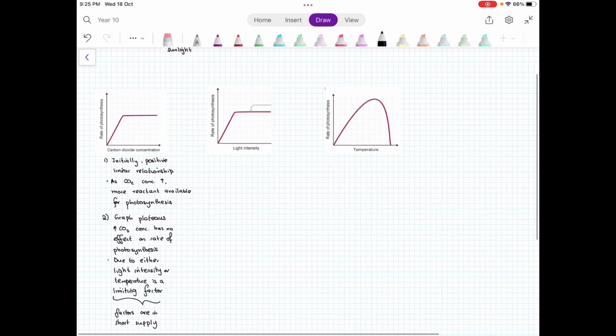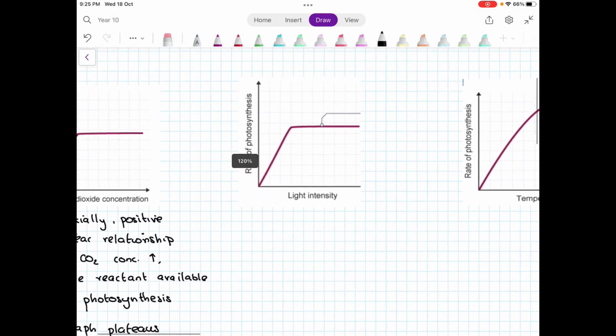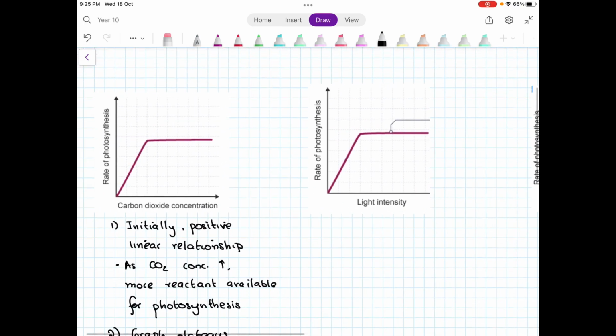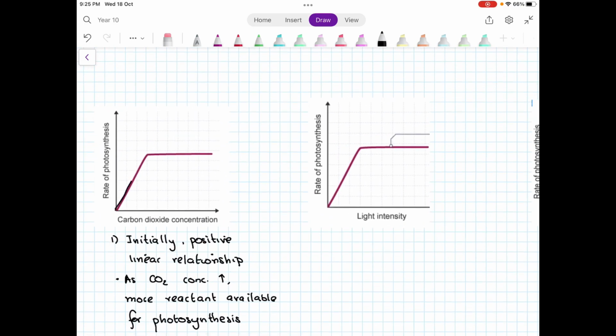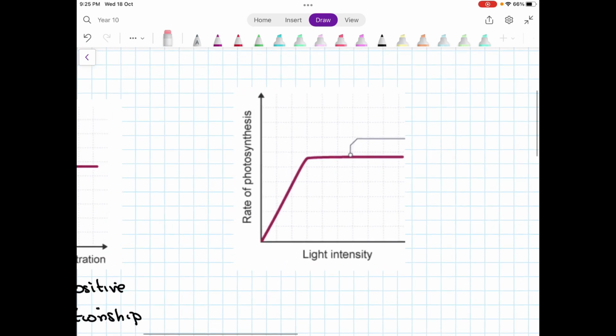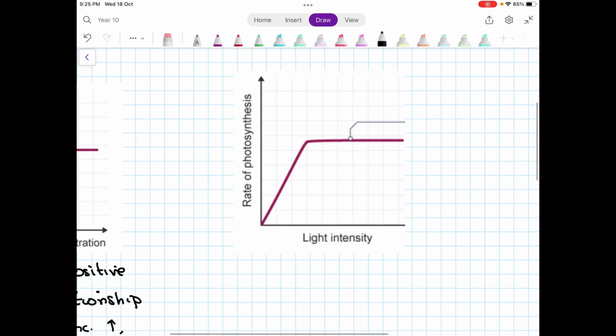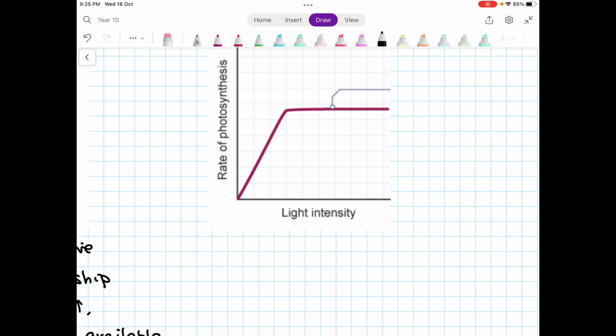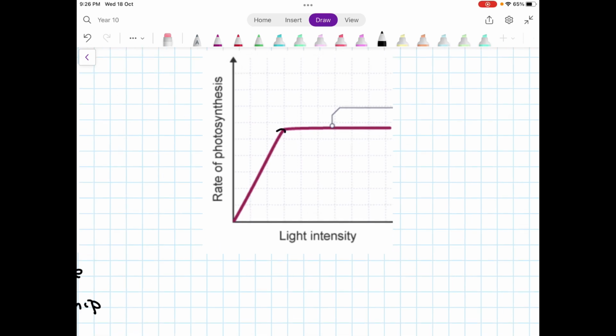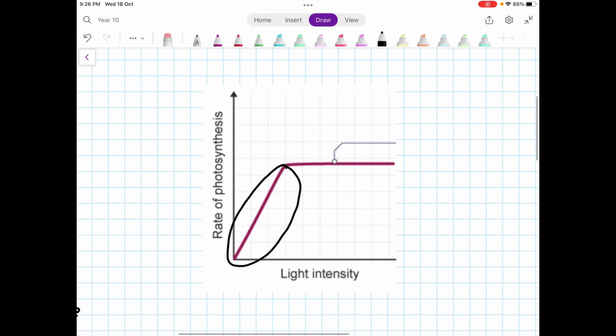Okay, so that was the first graph for carbon dioxide concentration. Let's move on to light intensity. Now you can see that the shape of these graphs is basically the same. Just ignore this funny line over here, it was from a label. Okay, so for light intensity. As light intensity increases, the rate of photosynthesis also increases. And here we have the positive linear correlation. The gradient is constant, so that means the rate of photosynthesis is also constant.